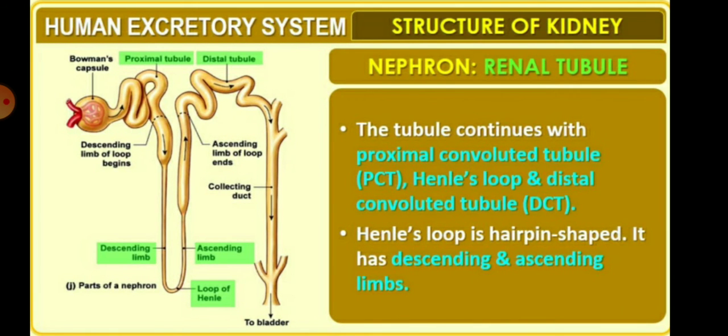Children, the renal tubule consists of the proximal convoluted tubule, which means PCT, then Henle's loop, and after that the DCT, the distal convoluted tubule. Henle's loop is a hairpin-like structure which has a descending and an ascending limb, which are used for the absorption of ions.